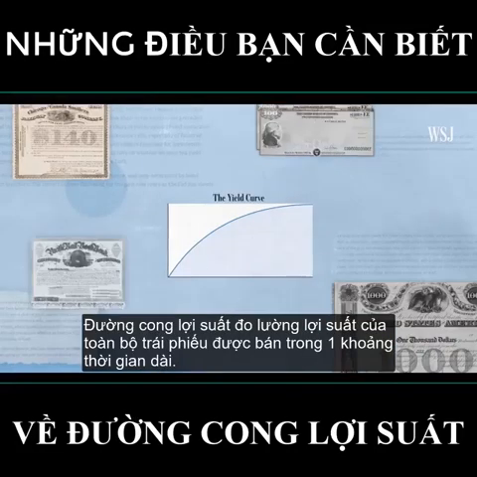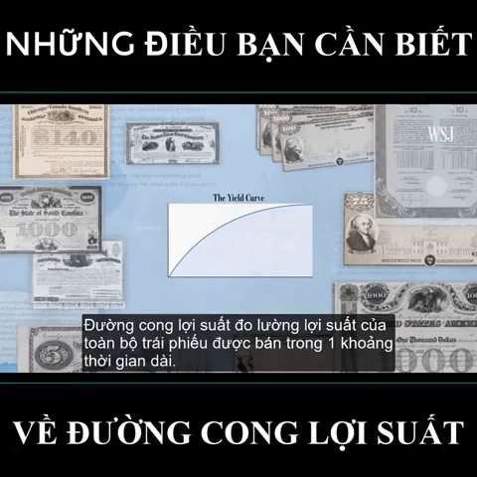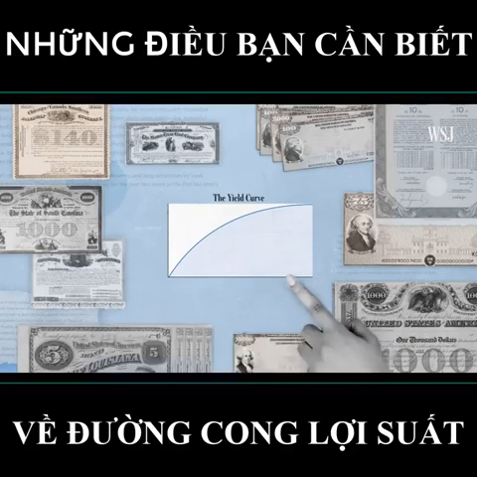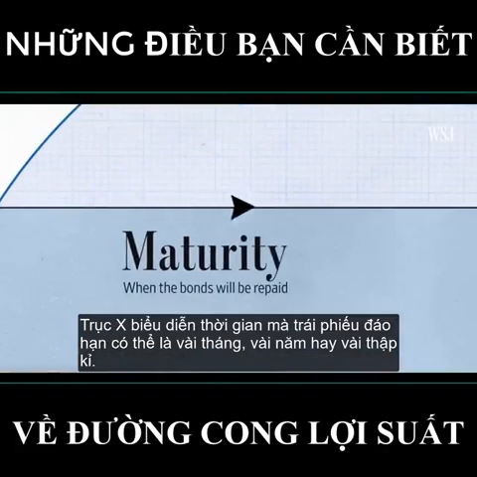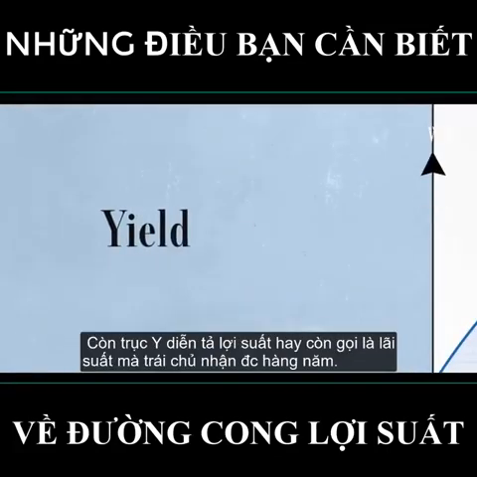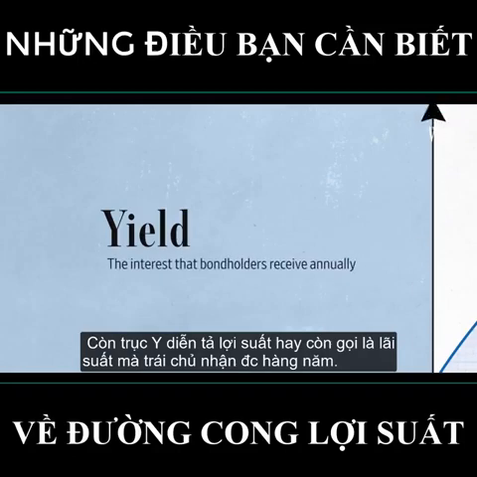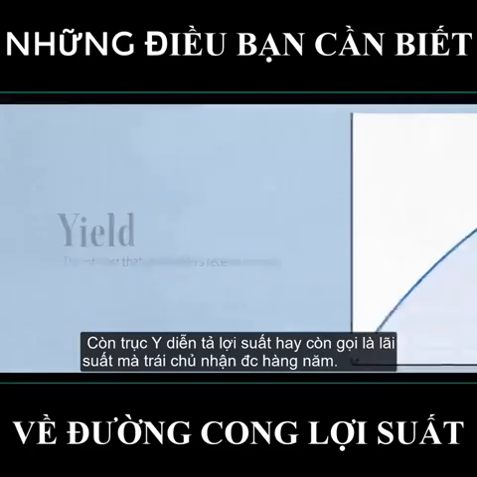The yield curve measures the yields of all the bonds the Treasury is selling over a long period of time. The x-axis shows when the bonds will be repaid, how many months, years, or decades, and the y-axis measures the yield, or the interest that bondholders receive annually.